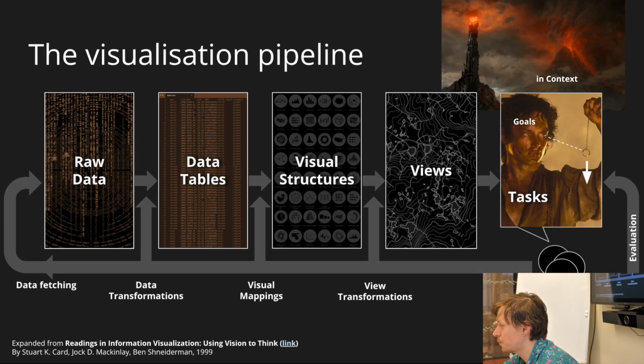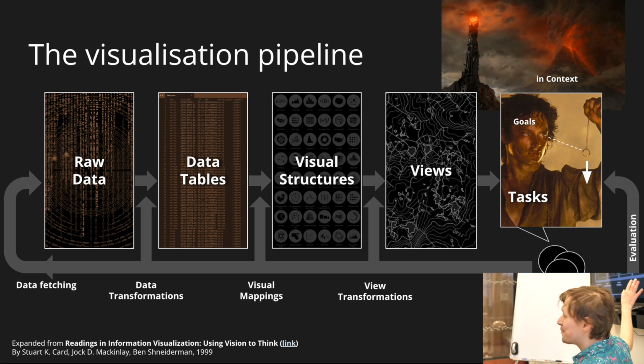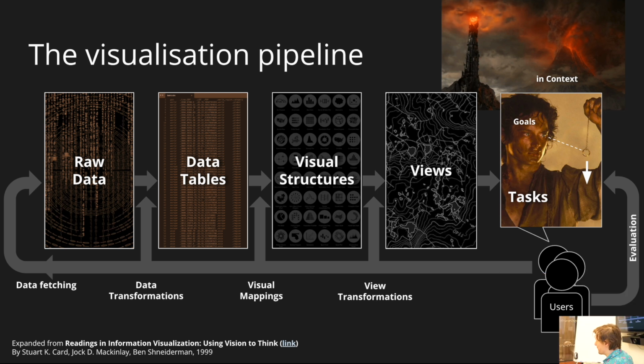So this was a quick summary of the user-centered design section. Now we get into visualizing data. I have a map here of my entire course that I give my students every semester. This is a pipeline of how the data would travel from raw data into data tables, into visual structures, and then finally the views.